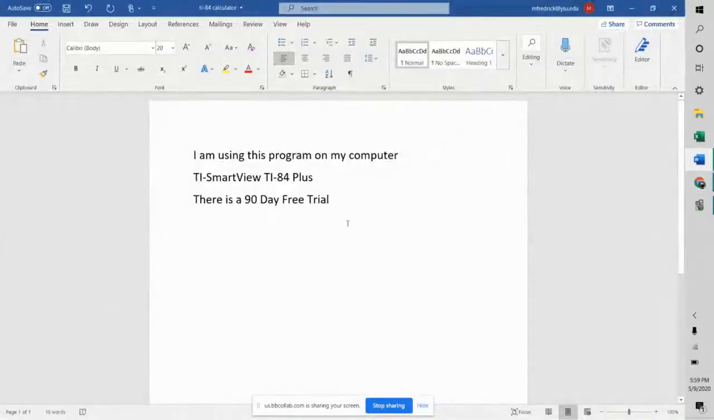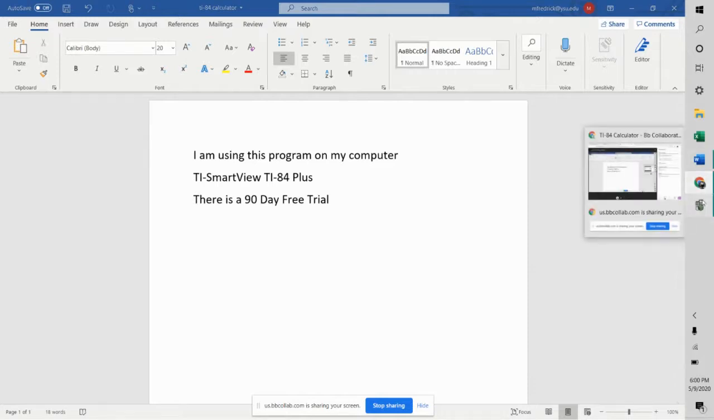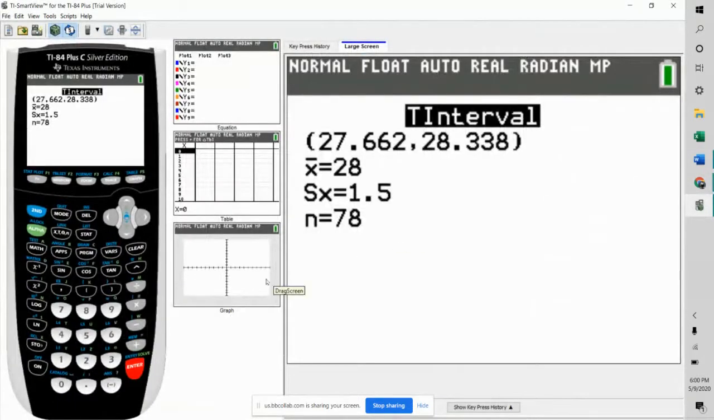Hello. So there's a calculator. If you do not have a TI-84 or 83 calculator and you want to use one, there is one that's really nice on the computer. It has a 90-day free trial. It's called TI SmartView TI-84 Plus, and that's what I'm going to show you today. When you're using it, it looks just like the TI-84 calculator.